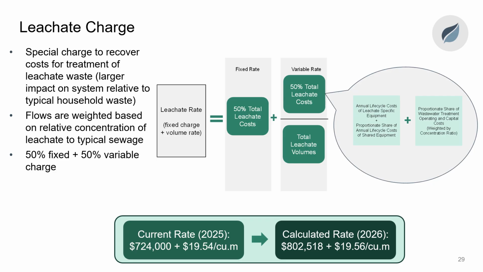And so the current rate for 2025 is $724,000 plus $19.54 per cubic meter, and for next year increasing to $802,518 plus the $19.56 per cubic meter.